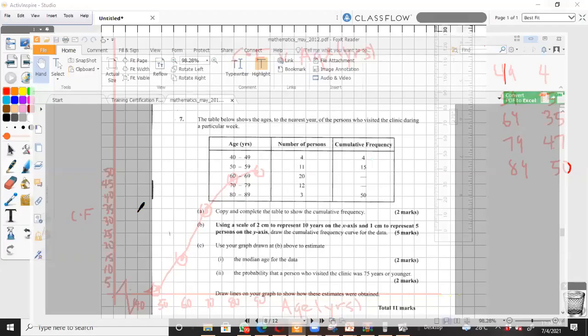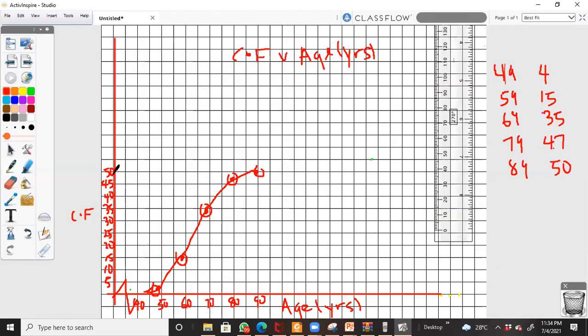How do I find the median age now? So we are at 50 here, right? If you are at 50, you go to half of it. So you go to 25. Yes, so go to 25. I'm taking a different color.